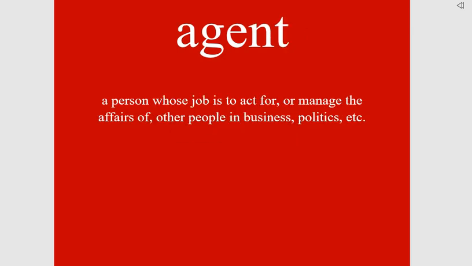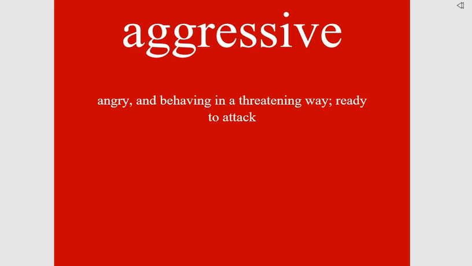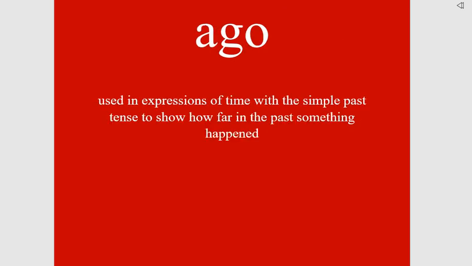Agent. A person whose job is to act for, or manage the affairs of, other people in business, politics, etc. Aggressive. Angry, and behaving in a threatening way, ready to attack. Ago. Used in expressions of time with the simple past tense to show how far in the past something happened.